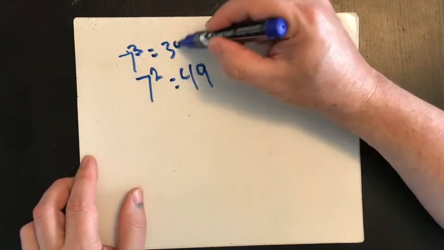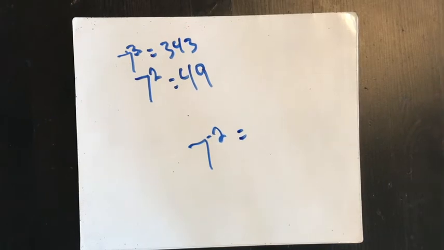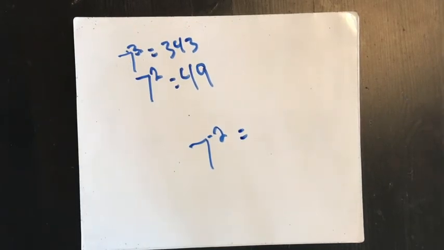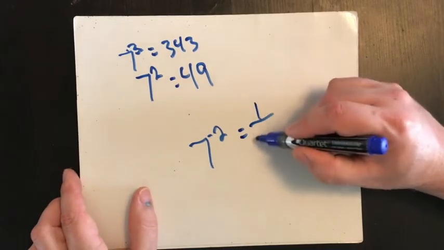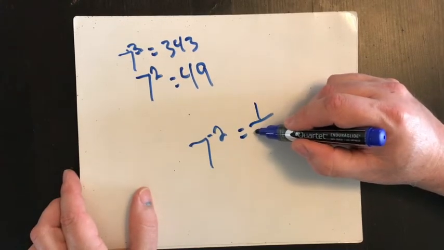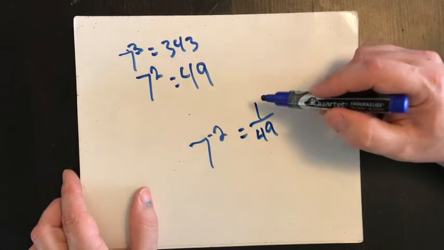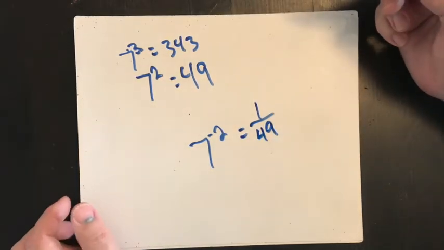If that is the case, what do you think 7 to the negative second is? Yes, it is. It is not negative 49. It is not 1/14. It is 1 over 49. Well, that sure is easy, isn't it?